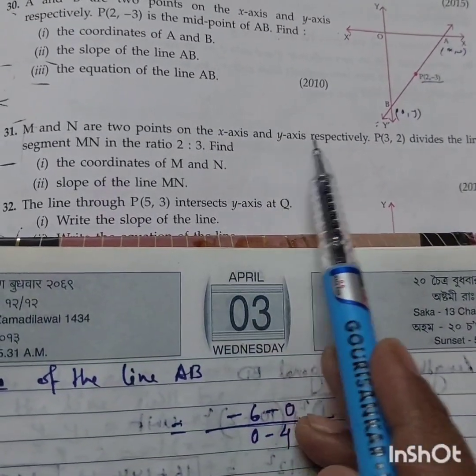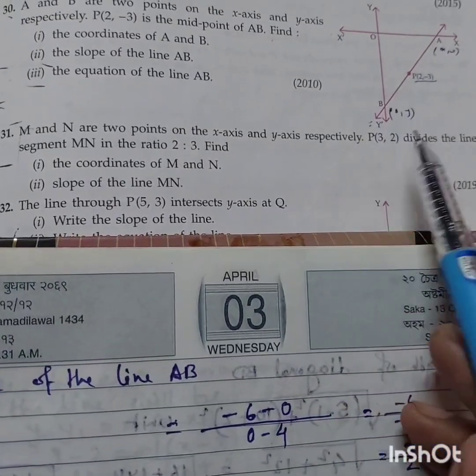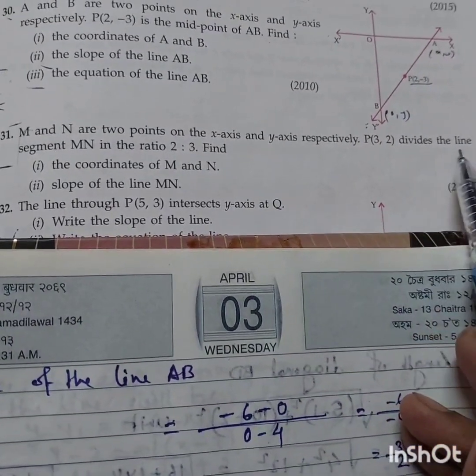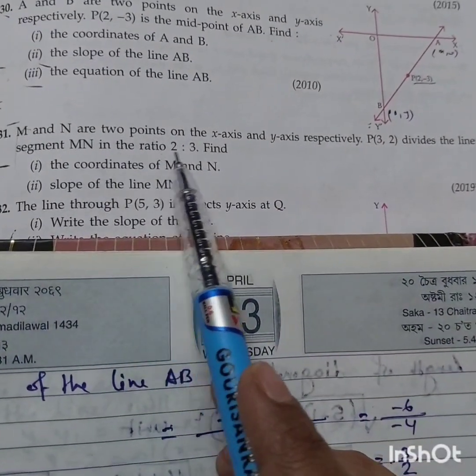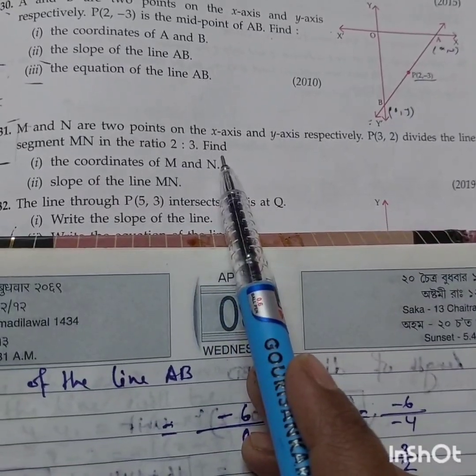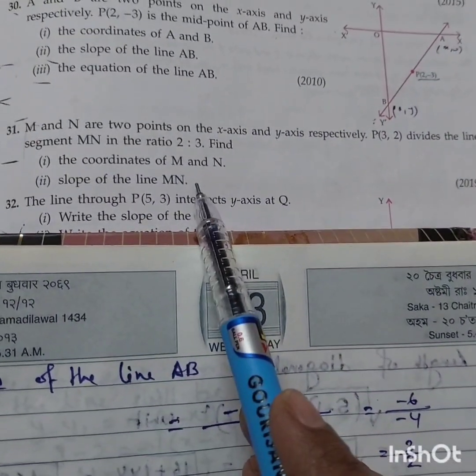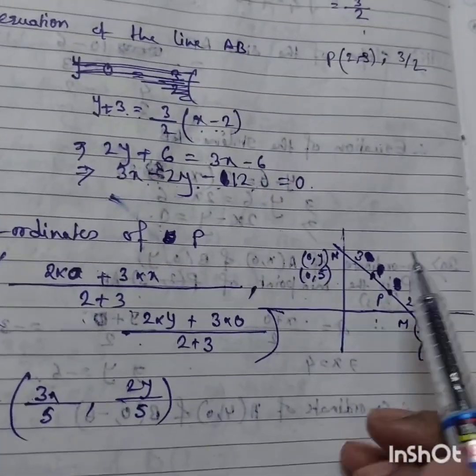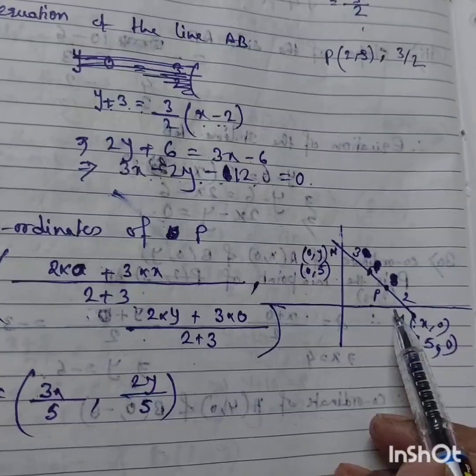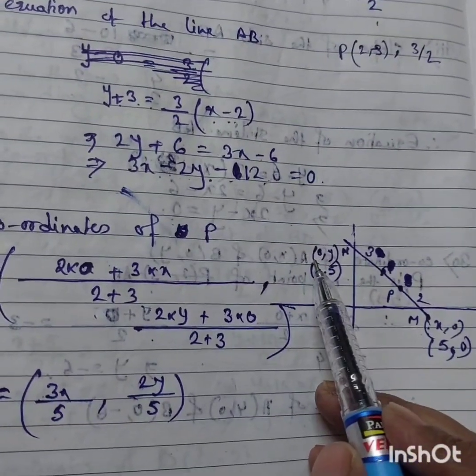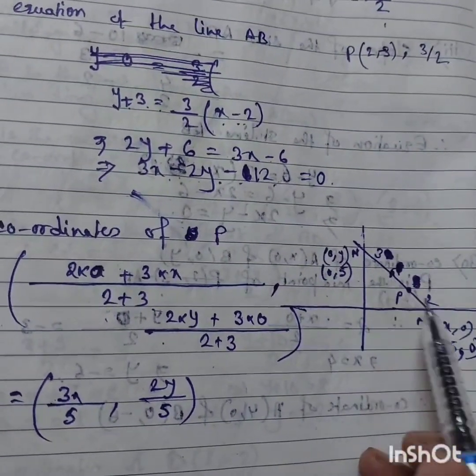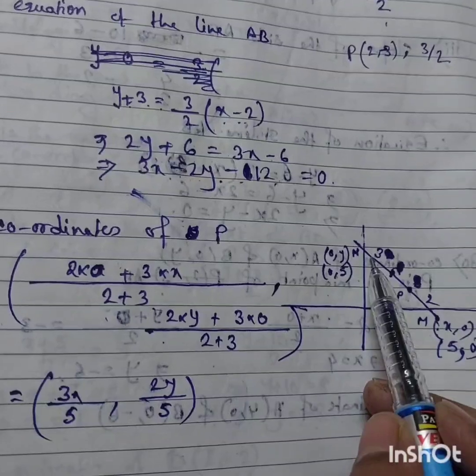Today I have come with sum number 31. Let me look at the question. M and N are two points on the x-axis and y-axis respectively. P(3, 2) divides the line segment MN in the ratio 2:3. Find the coordinates of M and N and the slope of MN. So there are two points on the x-axis and y-axis: M on the x-axis, N on the y-axis, and P divides the line in the ratio 2:3.